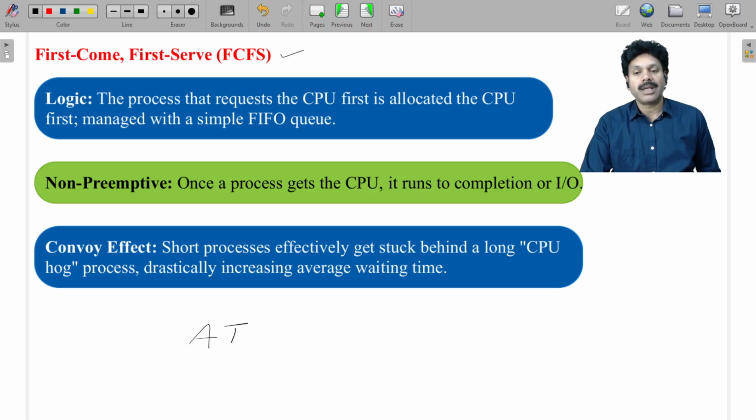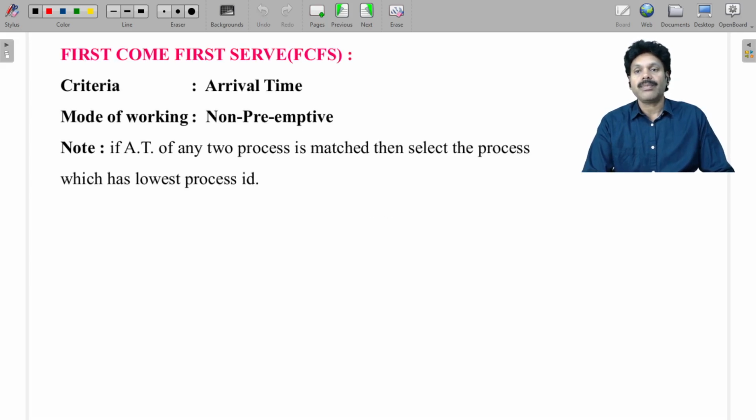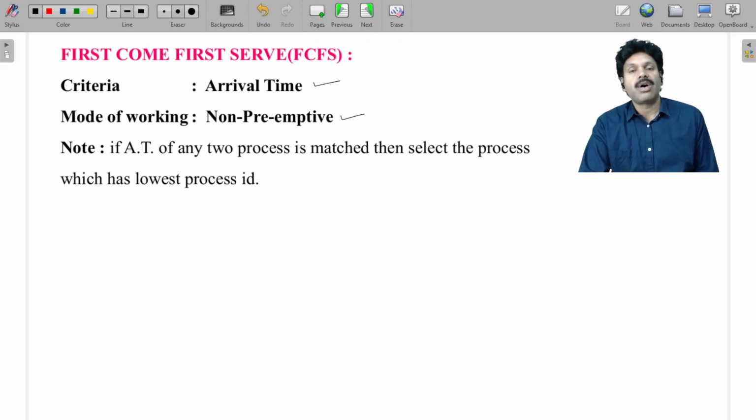So this scheduling algorithm is completely based upon arrival time, and it is of non-preemptive nature. That means once a process enters the CPU, it cannot be forcefully removed. It has to release or come out from the CPU on its own. So for first come first serve, the criterion is arrival time, and its mode of working is non-preemptive.